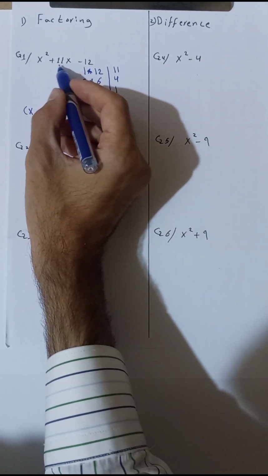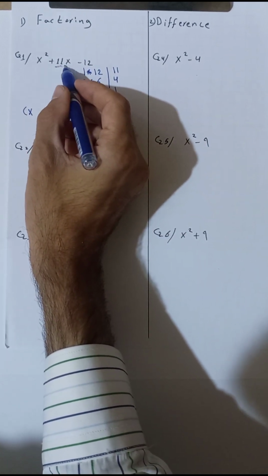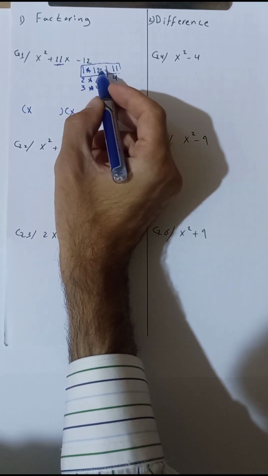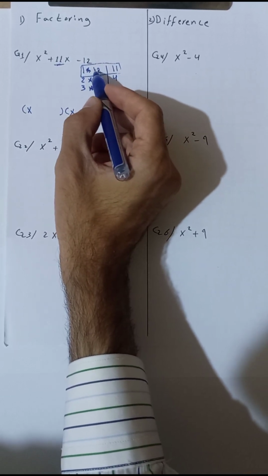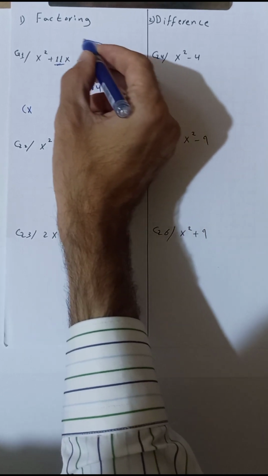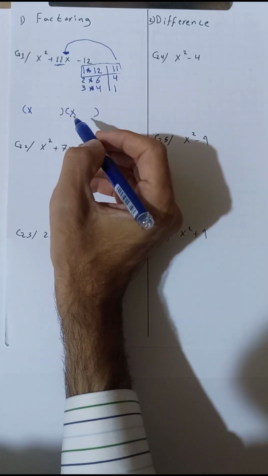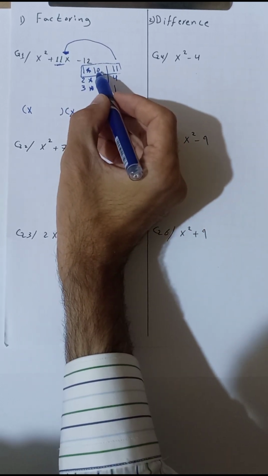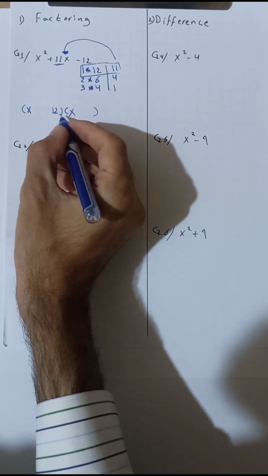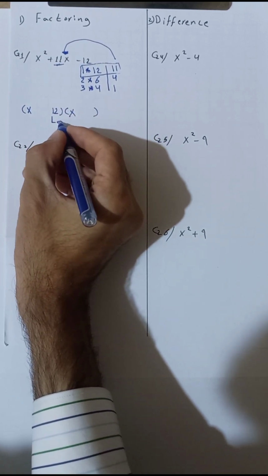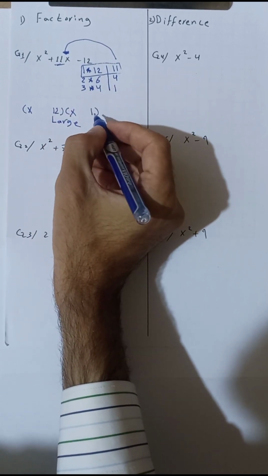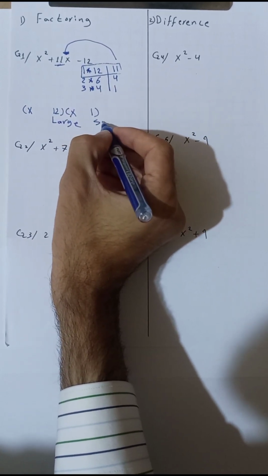The middle term's coefficient is 11. We're gonna use these two numbers because the minus of them is 11. It is the middle coefficient. We're gonna use 12 and 1. 12 for the first parenthesis because it's the large number, and 1 for the second parenthesis because it's a small number.